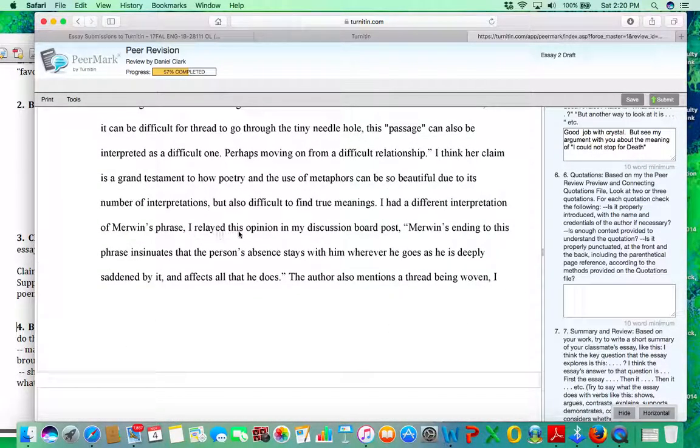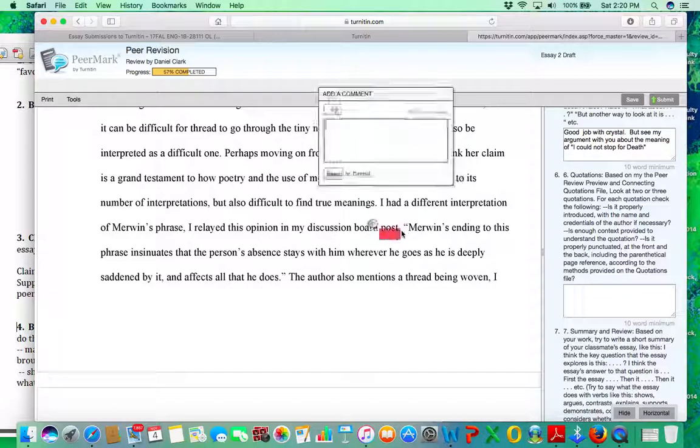Okay. I relayed this opinion in my discussion board post. Here you have an introduction with a complete sentence. So actually, it should be like this: post, colon, quote Merwin. And there are three ways to connect quotes to your own sentences. So review the quotation handout, or whatever you want to call it, the file.